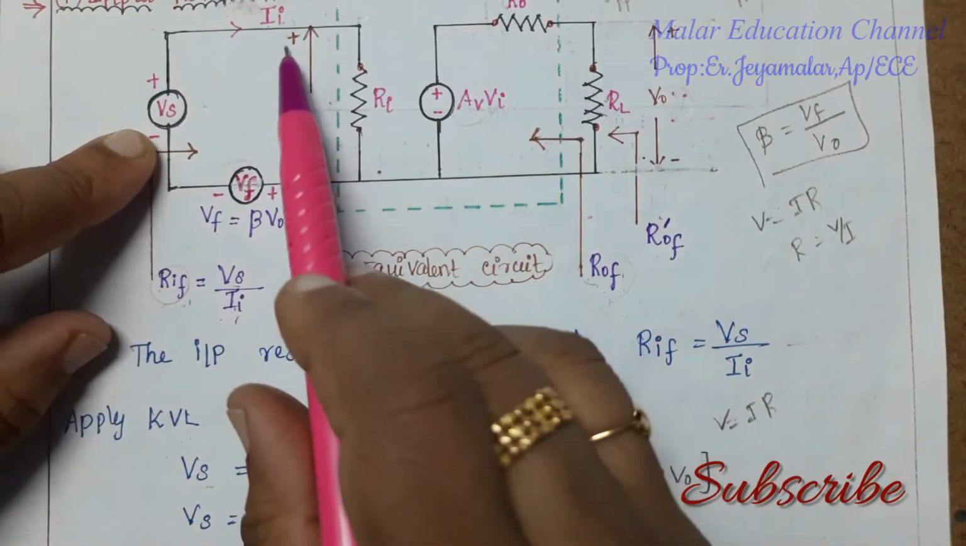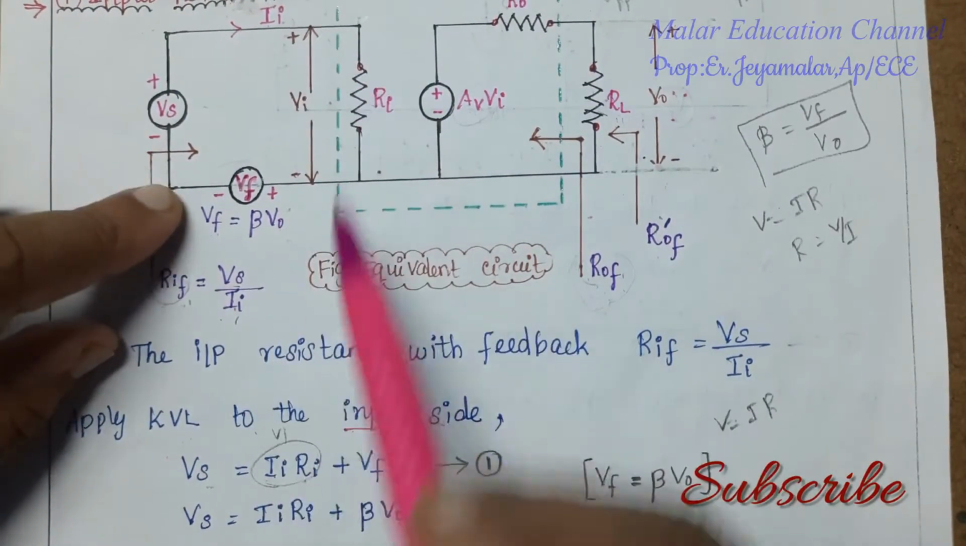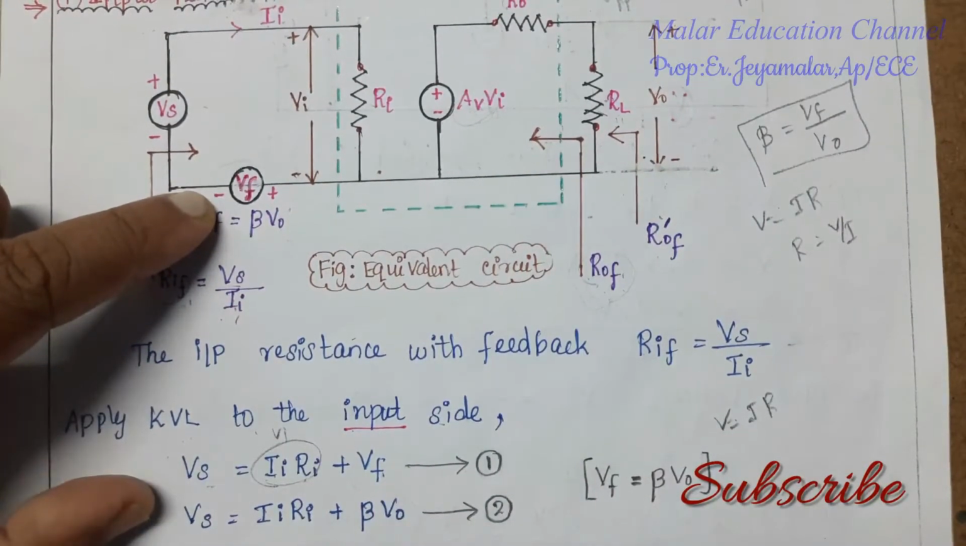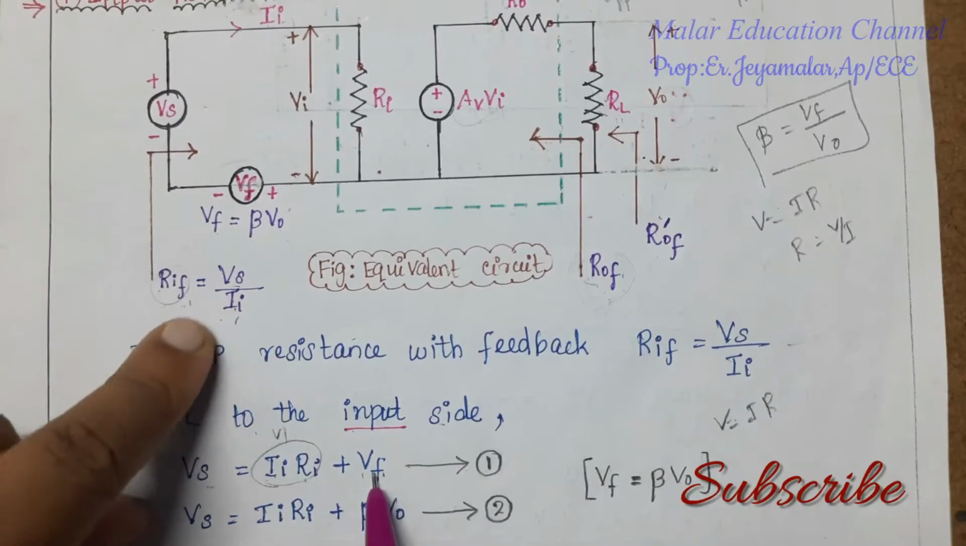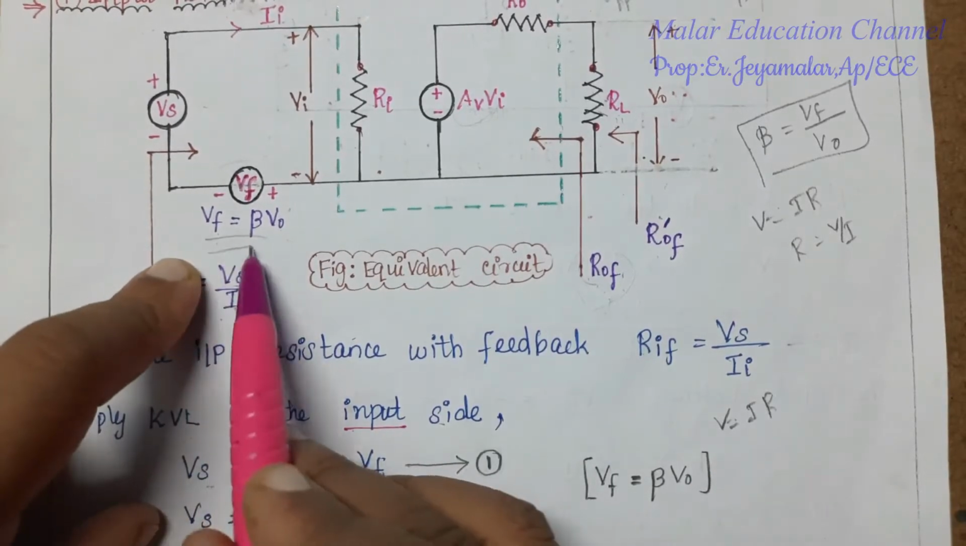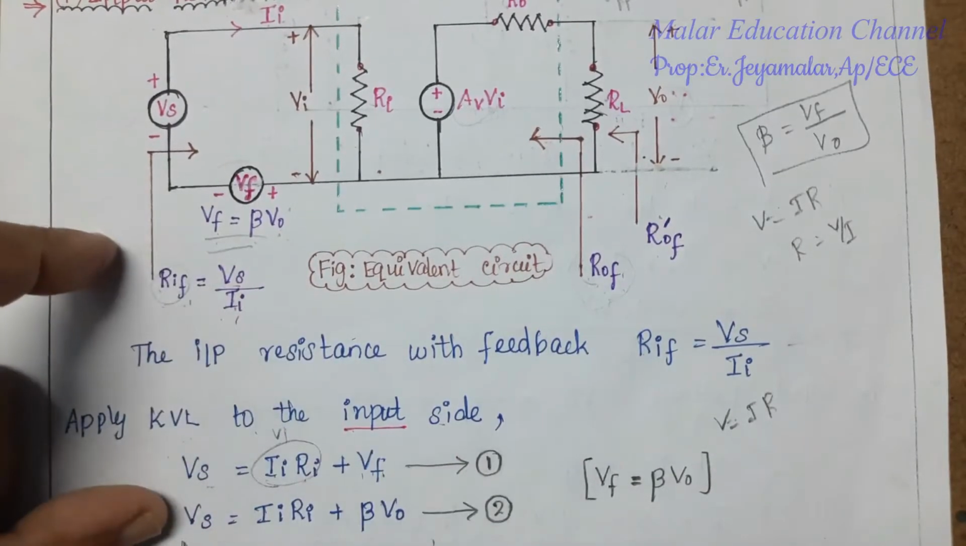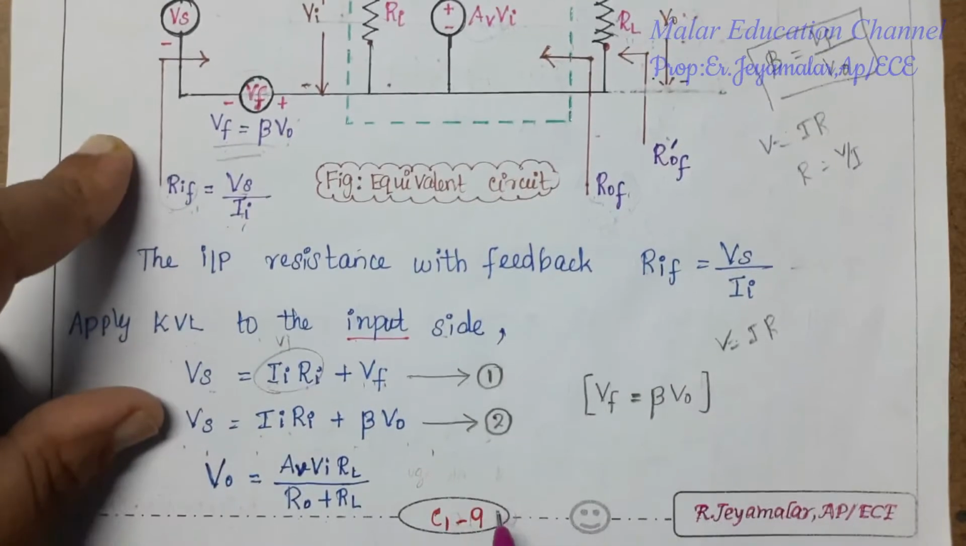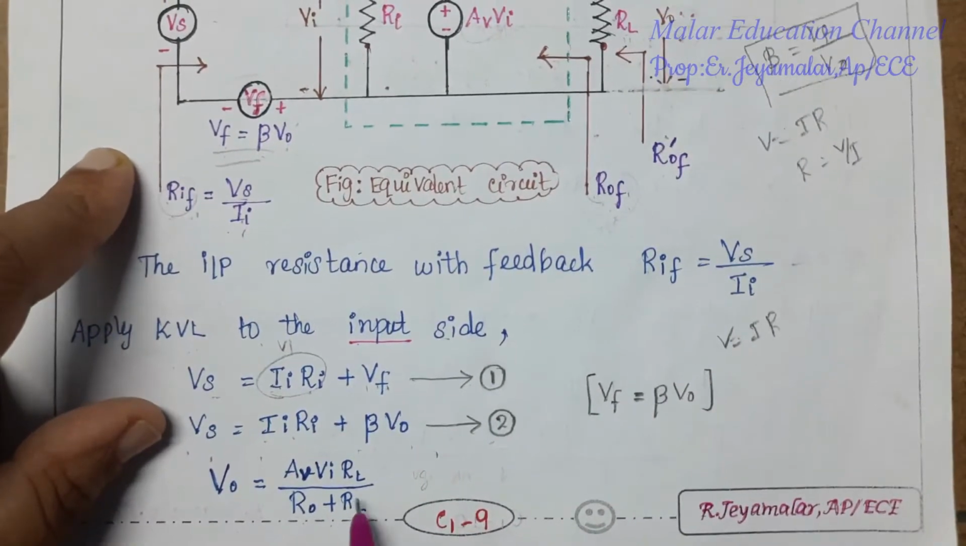So Ii into Ri plus Vf, that is the feedback voltage. Next step, you have to substitute beta: Vf equal to beta into V naught. Substitute here: Vs equal to Ii into Ri plus beta into V naught. This is equation number 2. Next, by using the voltage divider rule.